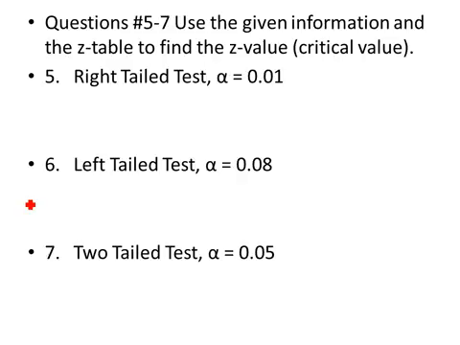Right-tailed test, alpha is 0.01. Well, I'm looking at my little chart right here and it says 0.01 right-tailed, and it's going to tell me the critical value. So my critical value this time, my Z sub 0, is just Z sub 0 equals 2.33.